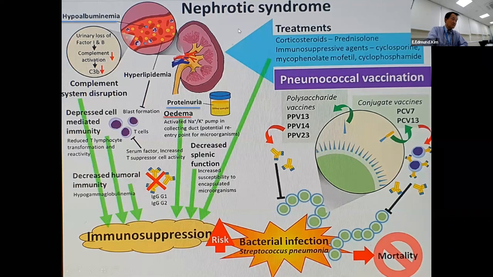Certainly reduced T cell lymphocytes make less immunity, and a lot of factors also join together for this phenomenon. Certain complement activation is decreasing.